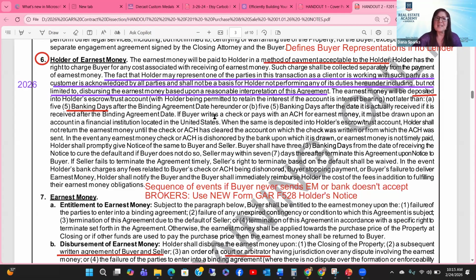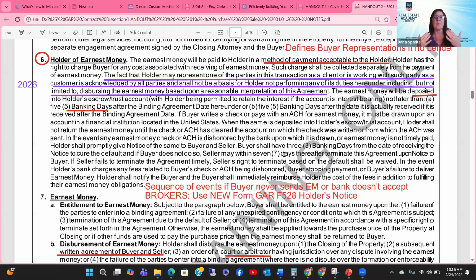In 2026, GAR added this sentence: that the fact that the holder may represent one of the parties in the transaction as a client or is working with such party as a customer is acknowledged by the parties and shall not be the basis for the holder not performing any of its duties hereunder, including but not limited to dispersing the earnest money based upon reasonable interpretation of this agreement, meaning the 10-day letter.